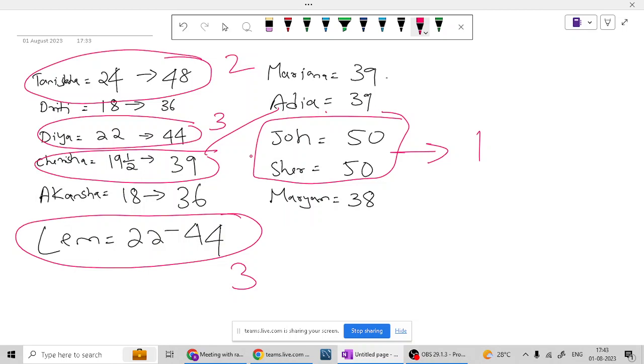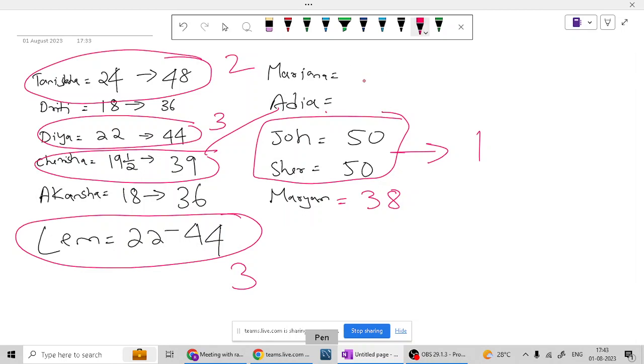Sir, Mariam also got 19, so then why 38, sir? Yeah, 19 plus 19. 19 into 2 is 38, Mariana. This is for 50 marks. So then even I got 38, sir. Yeah, even you got 38.